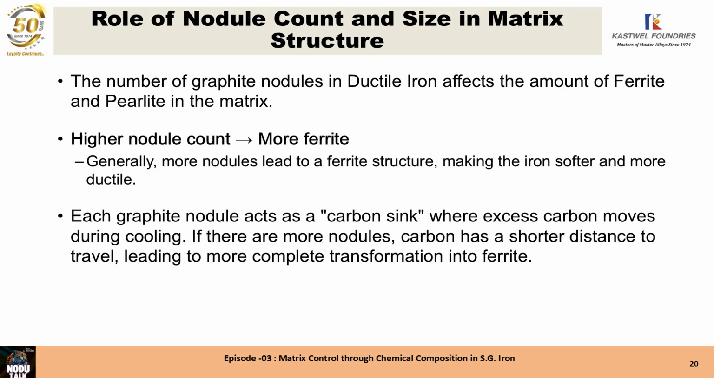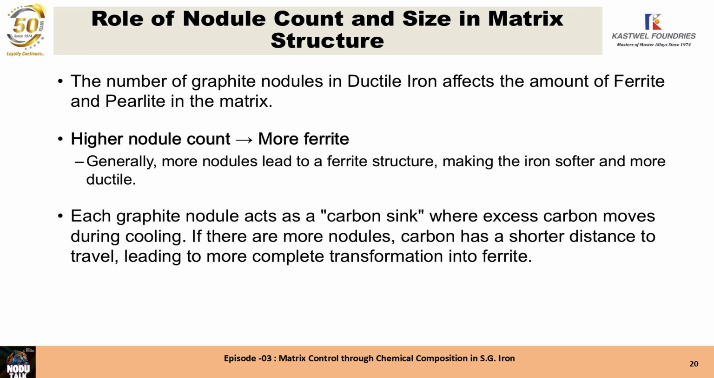The number of graphite nodules in ductile iron affects the amount of ferrite and pearlite in the matrix. Listen to this very carefully. Higher nodule count gives you more ferrite. Generally, more nodules lead to a ferritic structure, making the iron softer and more ductile.